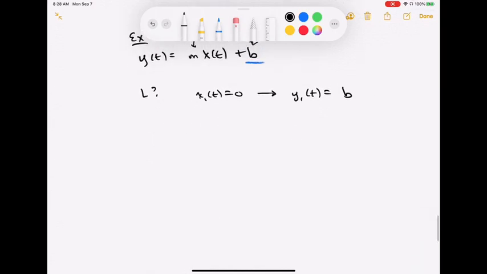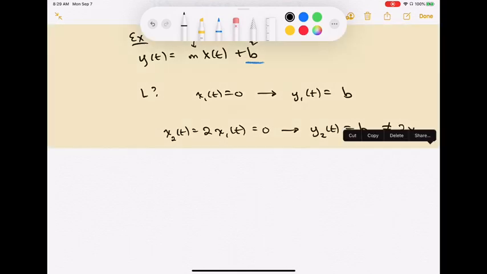Well, here's one idea. What if I create a new input, x2 of t equaling 2 x1 of t? Well, 2 times 0 is still 0. 0 into my system, y2 gives me out b, but that is not equal to 2 y1 of t. So this thing fails the scaling property, the homogeneity property. Twice an input does not yield twice that first input's output. So I've already shown that this thing is not linear.